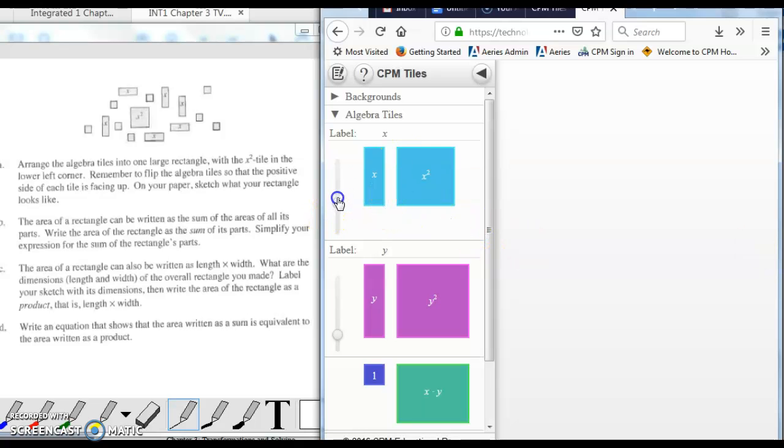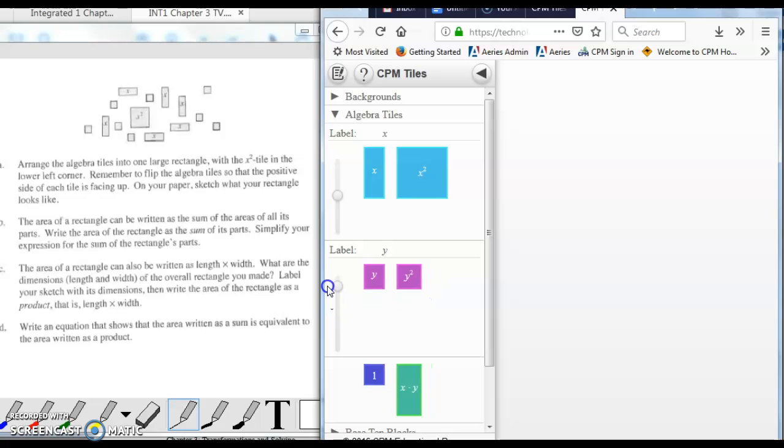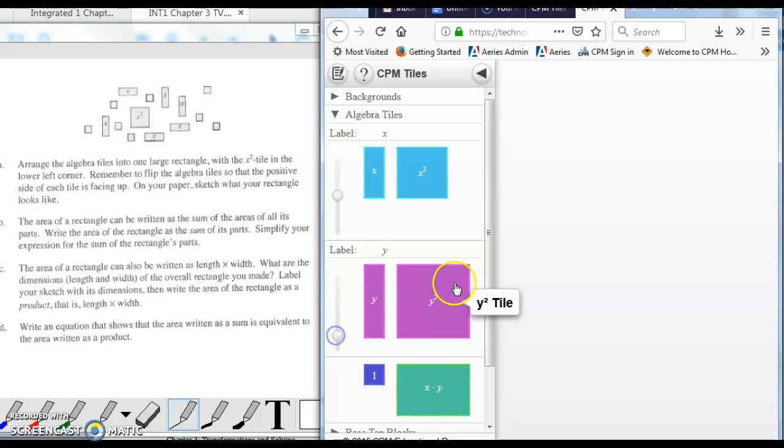I can make these algebra tiles smaller. I can make them larger. Okay, I'm pretty much going to keep them all exactly the same. Right? I'm going to make this smaller. I can make this larger. We do want to see a difference between our y squares.